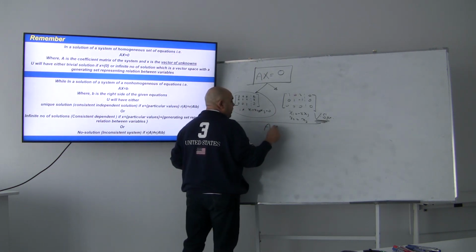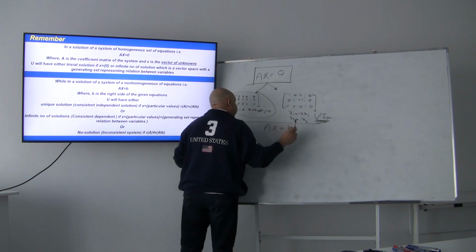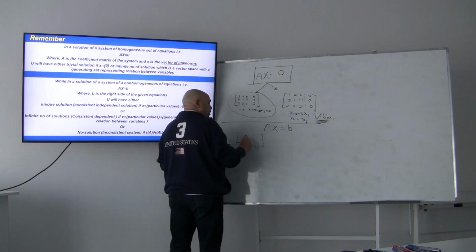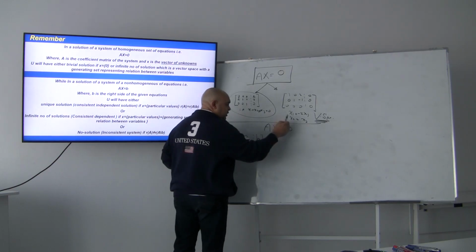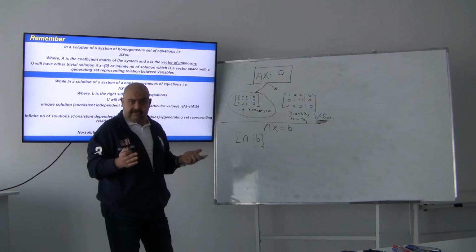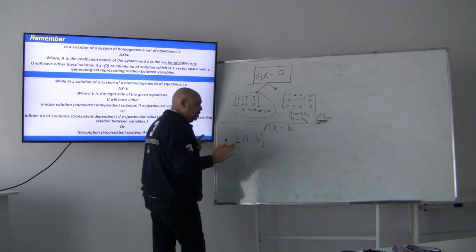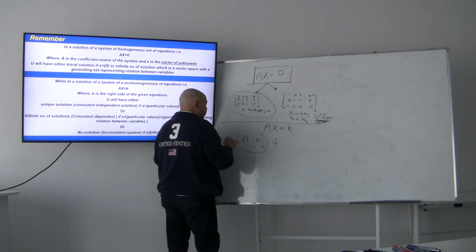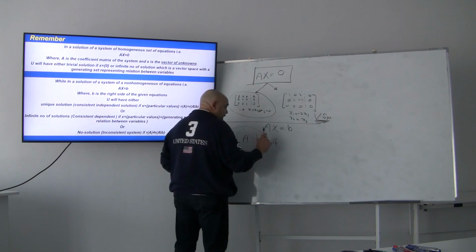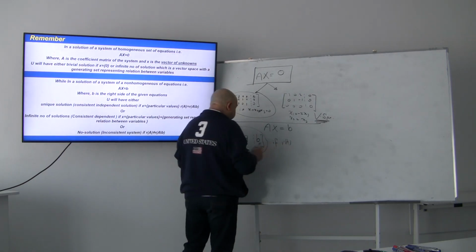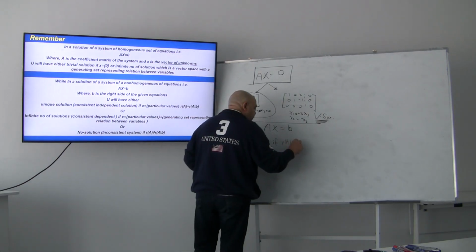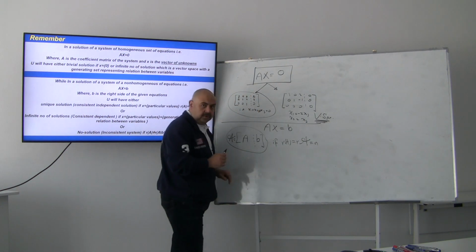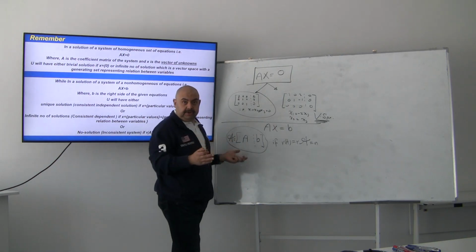But in general, if I have Ax equals b, the first step is to form the augmented matrix. If you remember, this is A, the coefficient matrix, and that's b, the column of results, which exists on the right-hand side of any system of equations. Now, I will call all of this the augmented matrix. If the rank of A, which is the coefficient matrix, equals the rank of the augmented matrix, equals the number of unknowns, then you will have a unique solution.